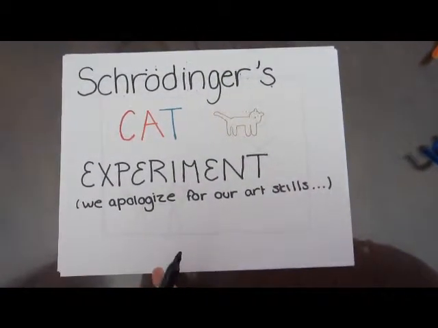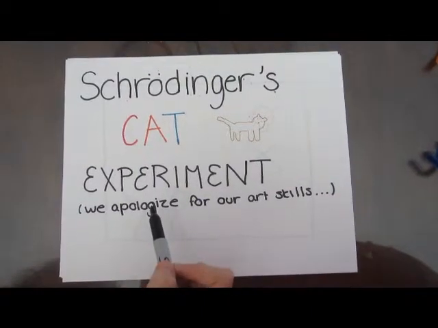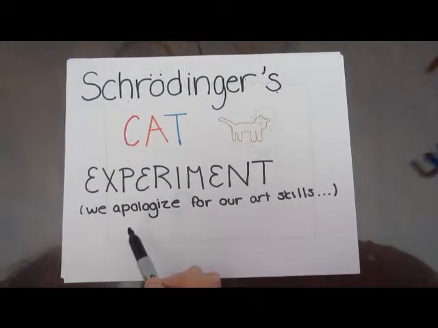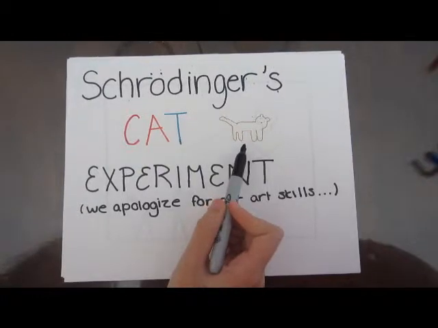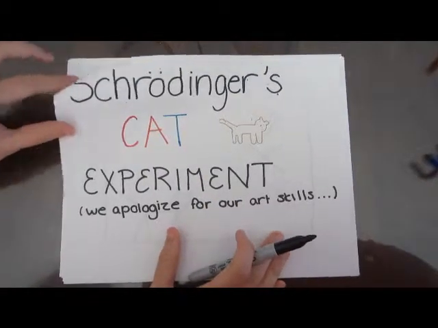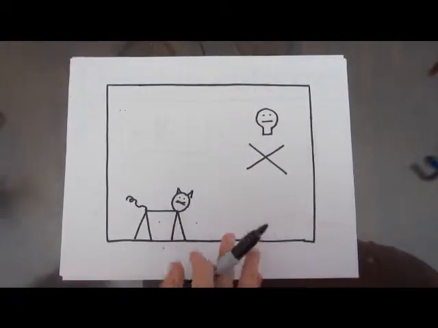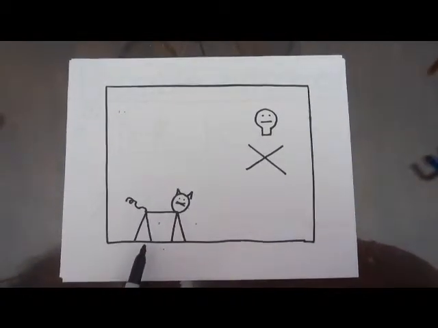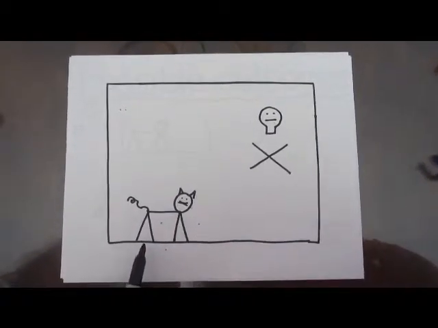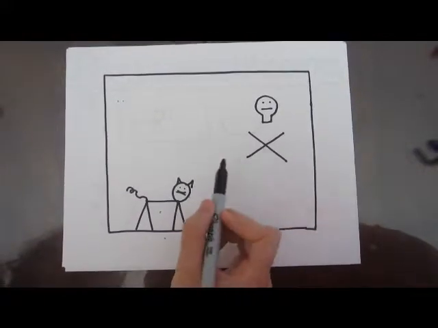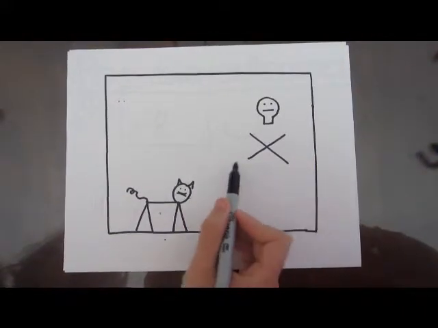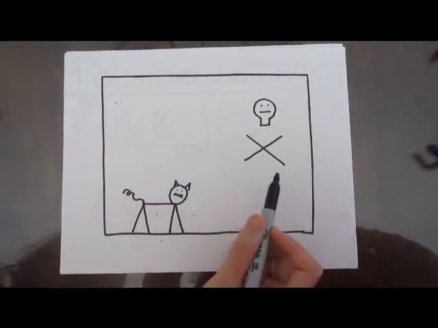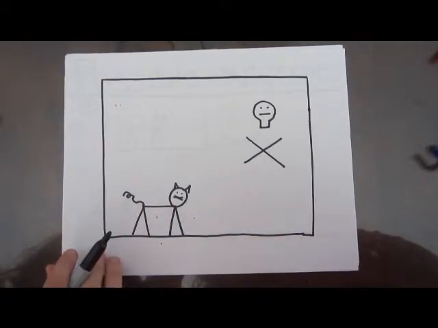So this brings us to Schrödinger's cat experiment. And for starters, we'd like to apologize for our terrible drawings. Schrödinger's cat experiment was putting a cat into a box and then putting in a vial of poison. At some point within the hour, the poison was said to potentially go off. The odds, 50-50.